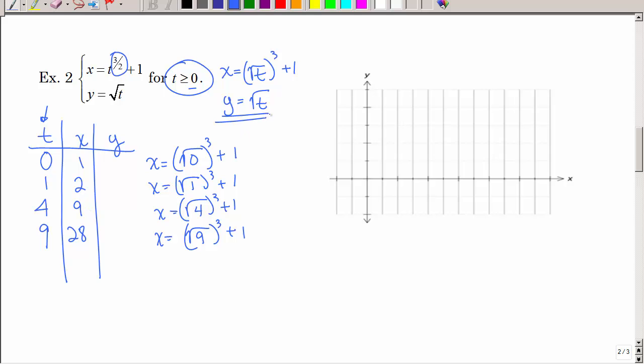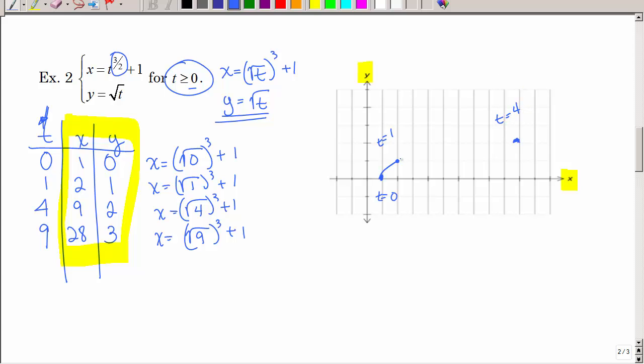So for y, I just need to take the square root of my t values. So the square root of 0, the square root of 1, the square root of 4, the square root of 9. So again, these are the values I'm going to plot on my xy coordinate system. So 1, 0, and that's when t is equal to 0. 2, 1, and then 9, 2. 1, 2, 3, 4, 5, 6, 7, 8, 9, and that's when t is equal to 4.